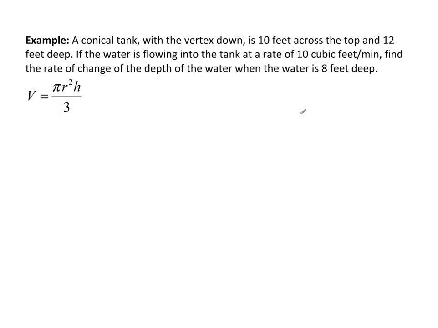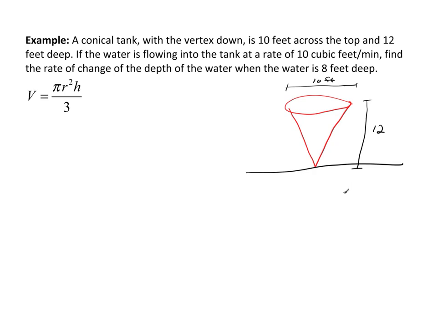Well, what I need to do is draw a picture. First of all, a conical tank looks like this. And I know that it's 10 feet across the top, so from here to here is 10 feet. And it's 12 feet deep, so from here to here is 12. Think of this as my ground right there.